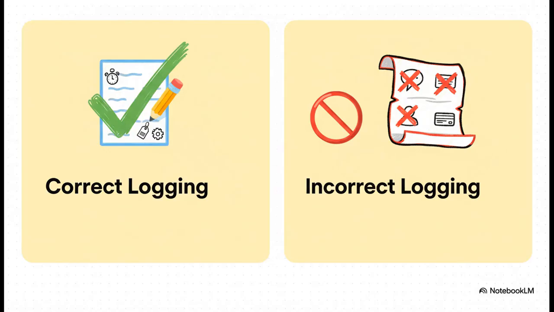Now, what about audit logs? You obviously need them for debugging and security, but they can't become yet another compliance risk. So what do you log? The boring but useful stuff. Timestamps, prompt IDs, which model version was used. What do you never log? The sensitive stuff. Raw user messages, real names, addresses, any PII at all.